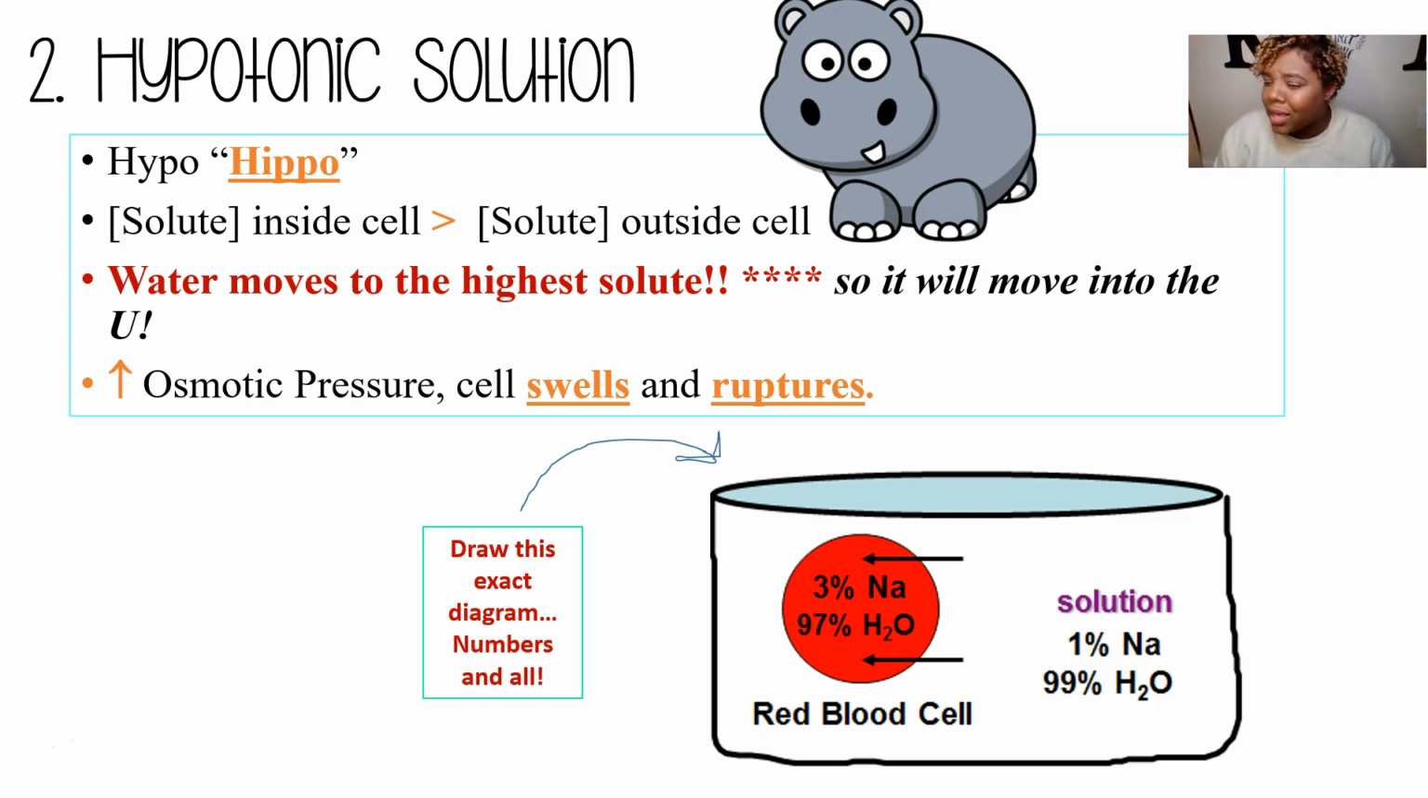Now, what happens if too much water goes in? What's going to happen to the cell? What do you think? That's right. It's going to rupture. It's going to burst. Okay? So, again, water moves to the highest solute. In hypotonic, there is a lot of solute inside the cell. So since there's a lot inside of the cell, the water is going to move inside of the cell, which is going to cause that cell to swell. Make sure you draw this picture.